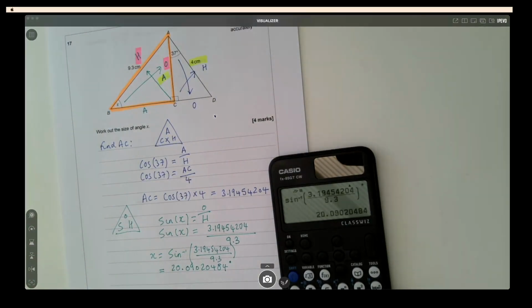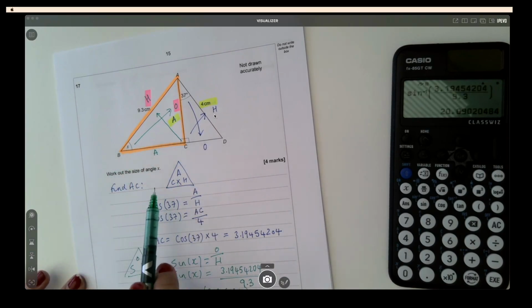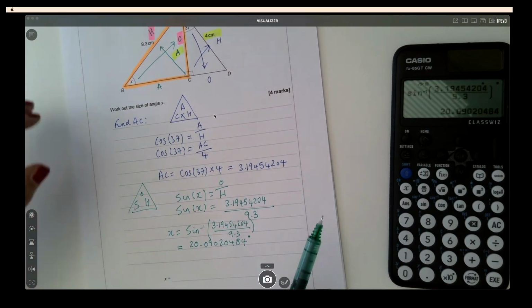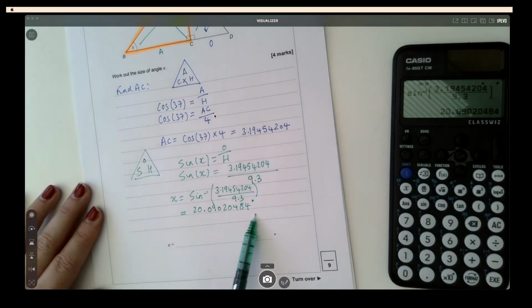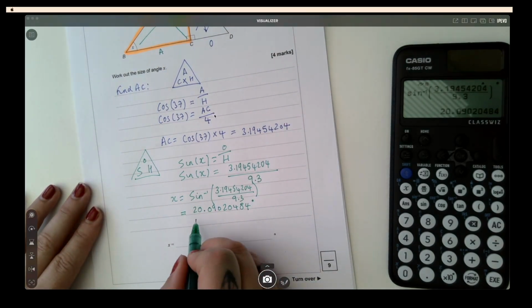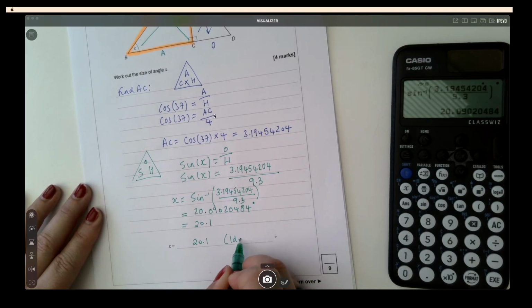Now if we go back to this question at the top here, guys, it doesn't say what to round the angle to. Usually we work to 1 decimal place for angles, so let's do that here. I've written the full thing just to be safe, but to 1 decimal place that's 20.1. So I'm going to write 20.1 to 1 decimal place on my answer line.